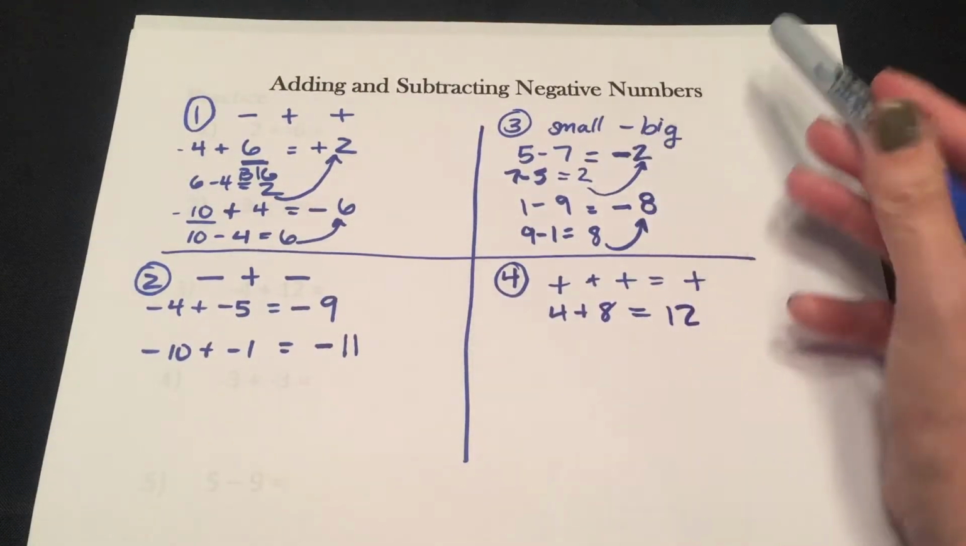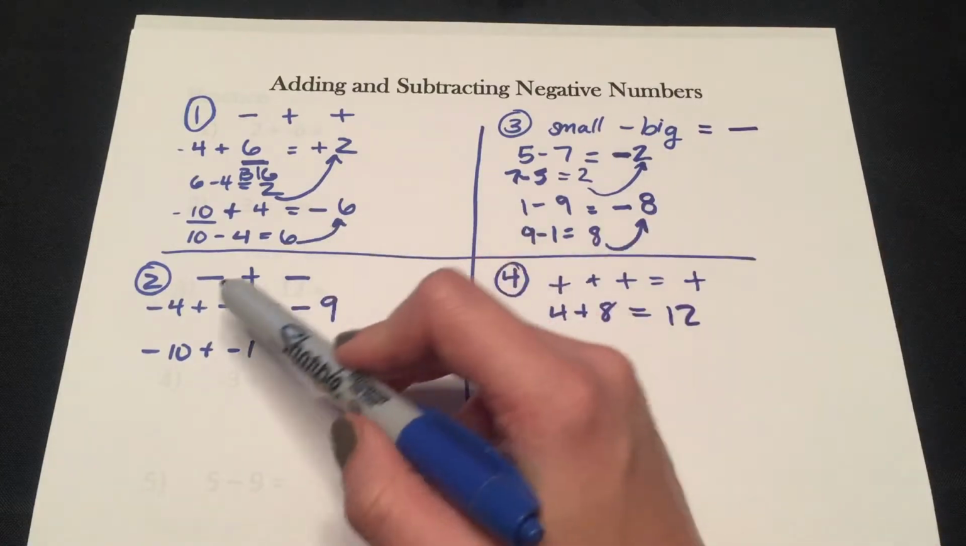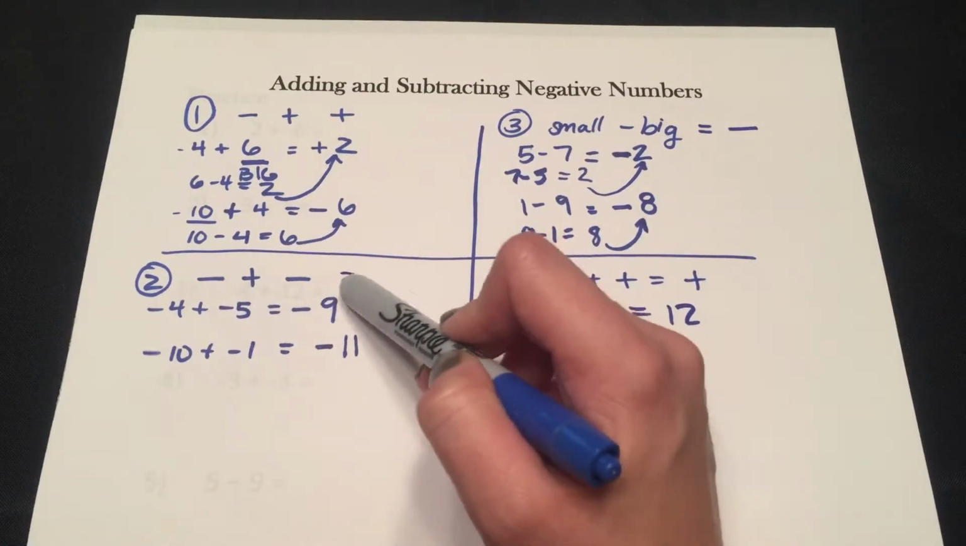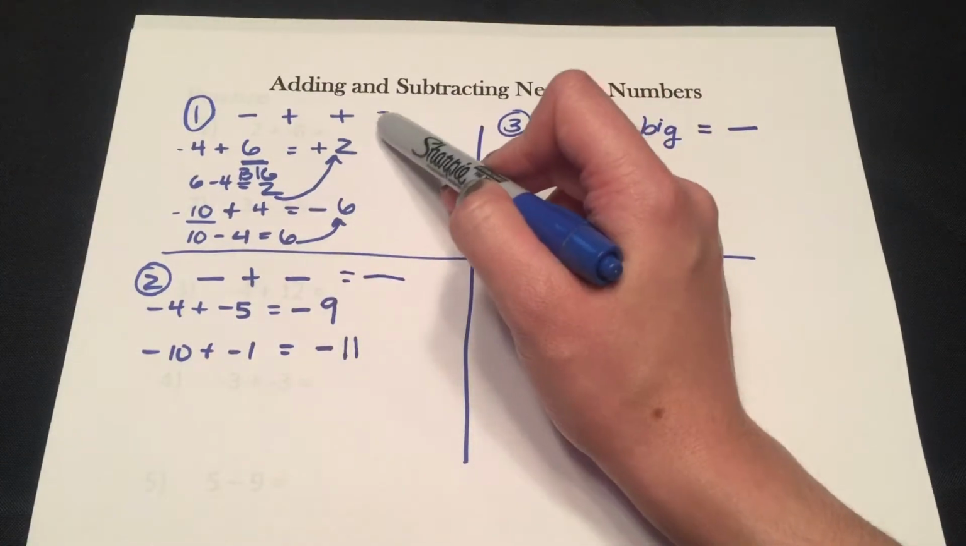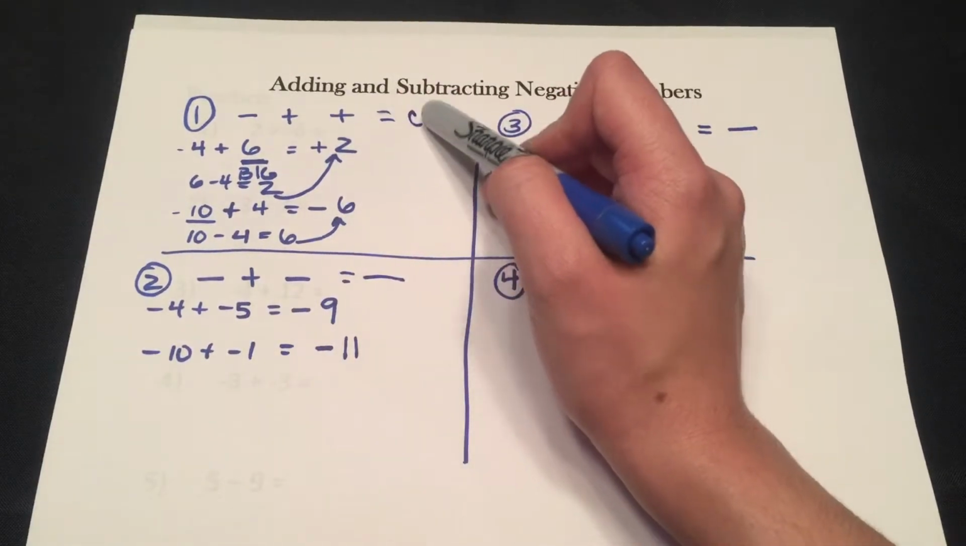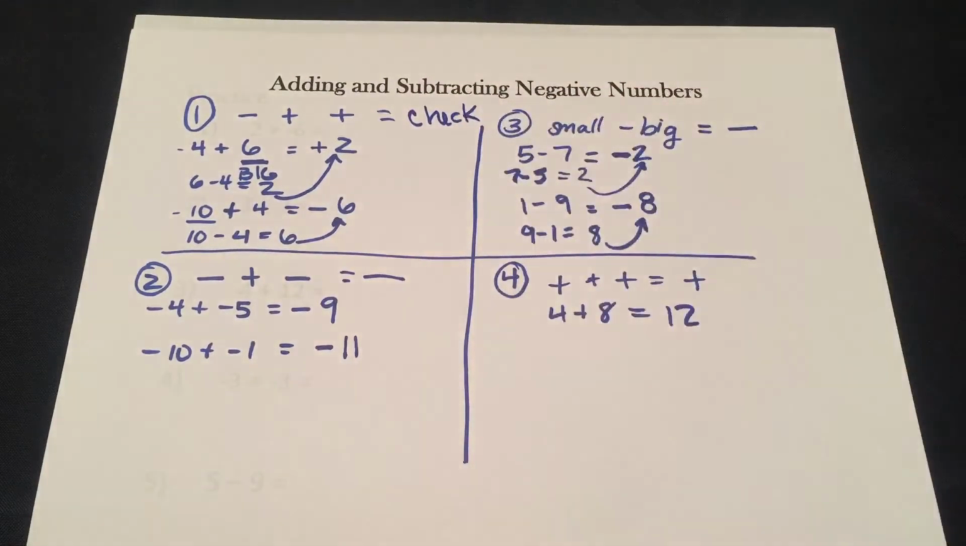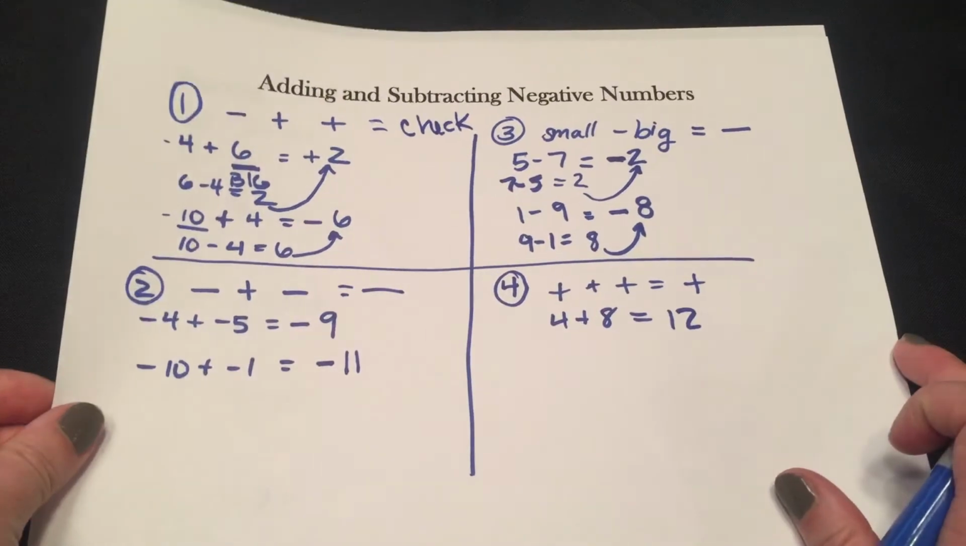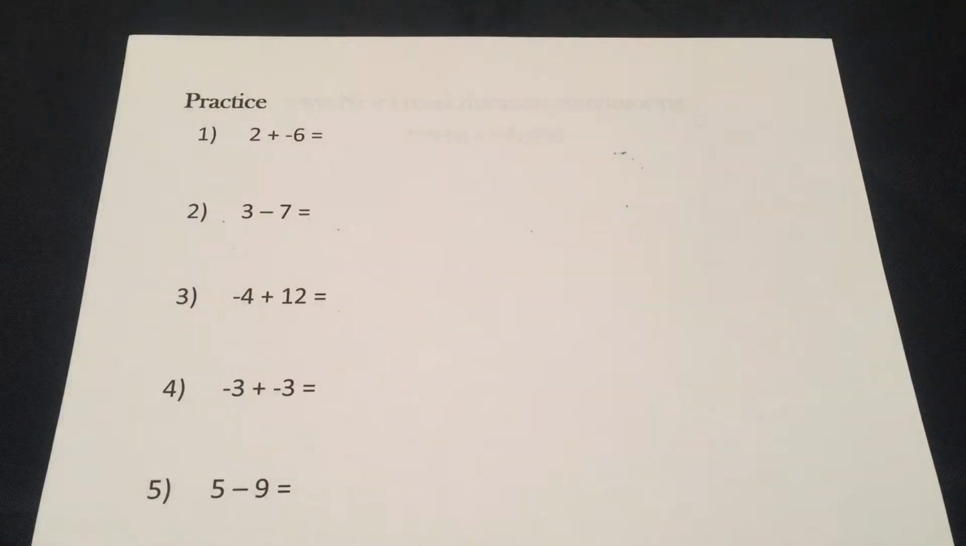So here we have small minus big that always gives us a negative. Negative plus negative always gives us a negative. And a negative plus positive we have to check. Fantastic. Well, now let's try a few questions of your own. Now that we have those 4 categories, let's practice.